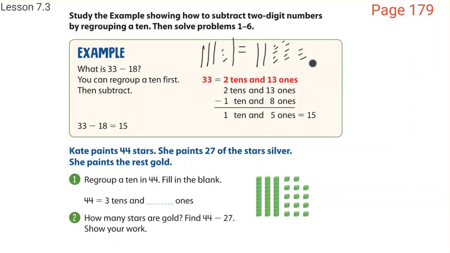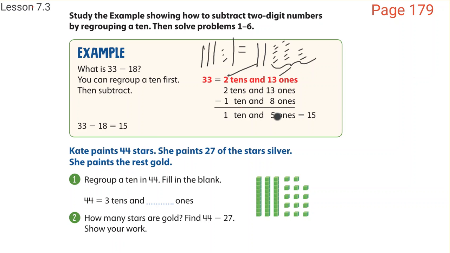1, 2, 3. Okay, so this says 2 10s. There's 2 10s right here. And then 1, 2, 3, 4, 5, 6, 7, 8, 9, 10, 11, 12, 13 1s. Oh, look at that. There's that 13 1s. So we have 2 10s and 13 1s minus 1 10 and 8 1s.